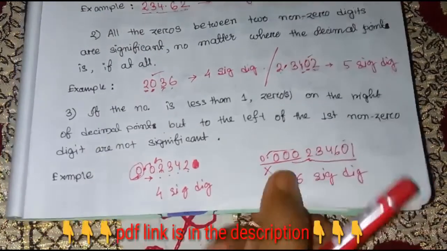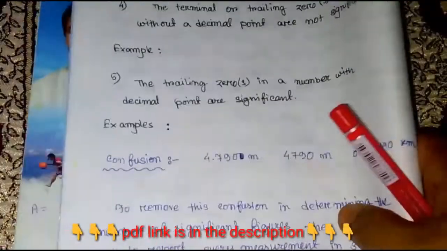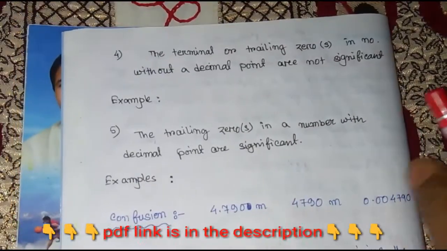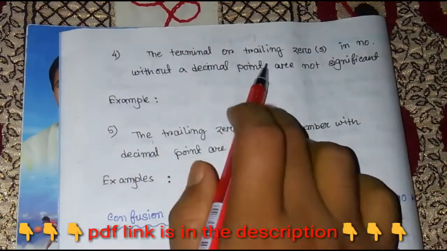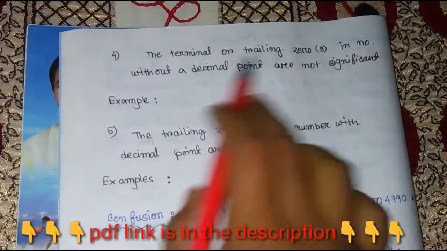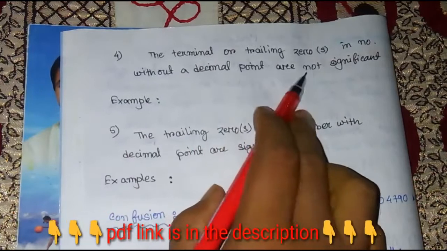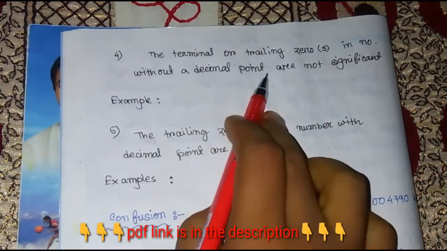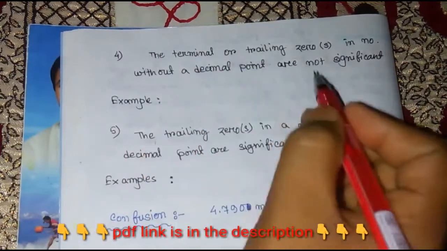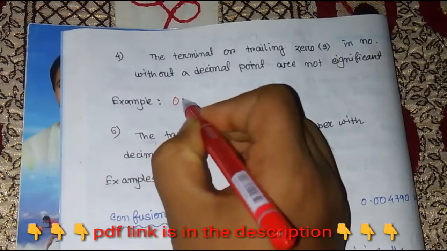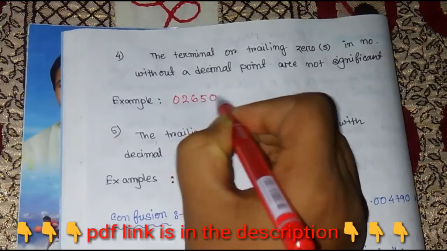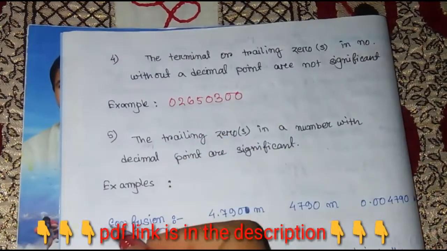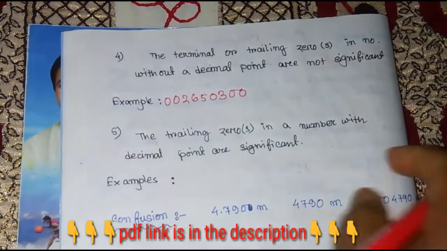Hope you understand these three rules. Let's see the fourth rule. The fourth rule is that terminal or trailing zeros in a number without a decimal point are not significant. Okay, without a decimal point. Suppose a number which has terminal and trailing zeros, that is 02650300.